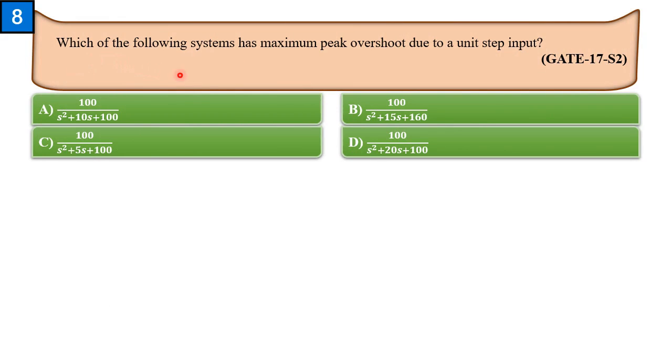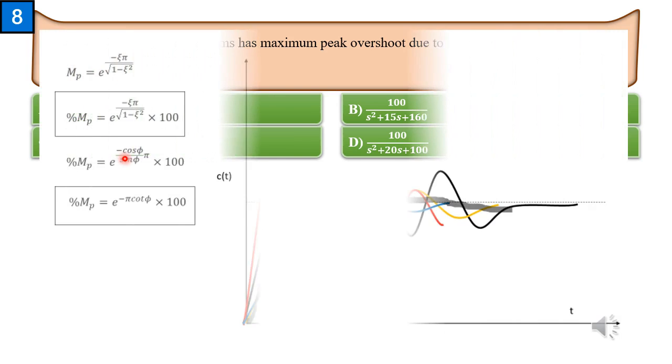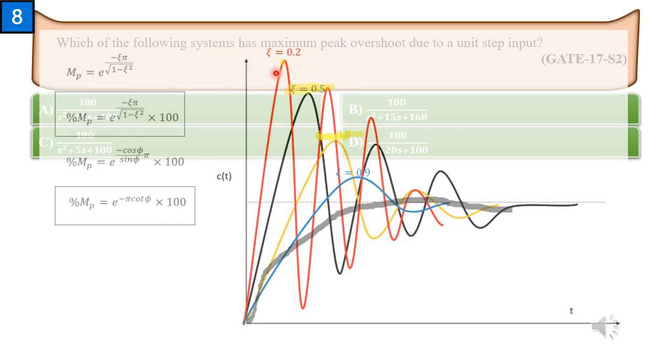Which of the following systems has maximum peak overshoot due to a unit step input? To solve this question, just remember this slide. As I've told you, the lesser the value of zeta, the larger the overshoot. The lower the value of zeta, the greater the peak overshoot. Like here it is 0.5, here it is 0.2, so the most peak overshoot will come in that one.